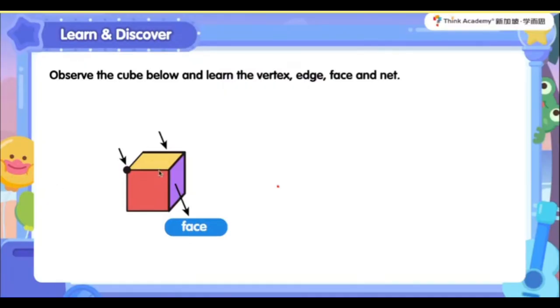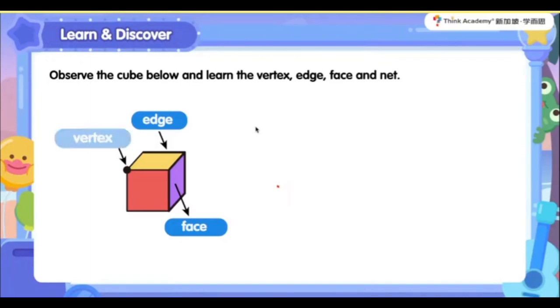And then as for the edge, sometimes we say the edge of the screen, the edge of the desk, right? An edge is just a line. Then we can see 4 edges on the top, 4 edges on the body, 4 edges at the bottom. So actually on a cube, there are 12 edges.